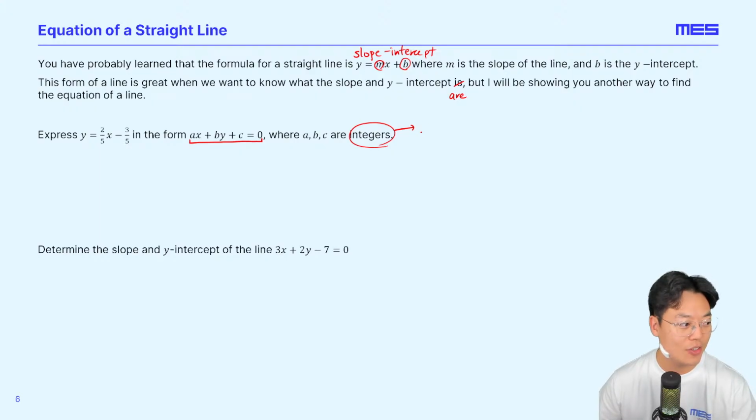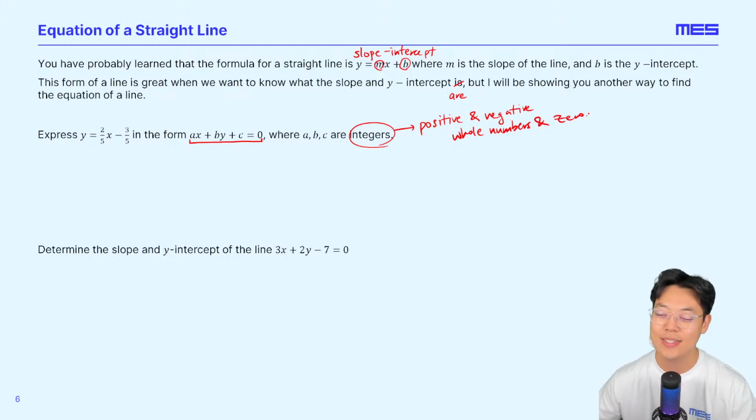An integer, I've heard whole numbers, positive and negative. I've heard positive and negative whole numbers, right? So positive and negative whole numbers and 0. Do not forget 0. 0 is an integer. That's what makes the set of integers so special as well.